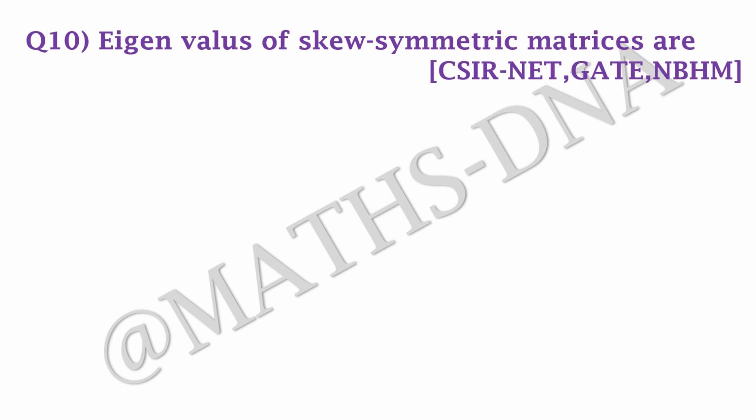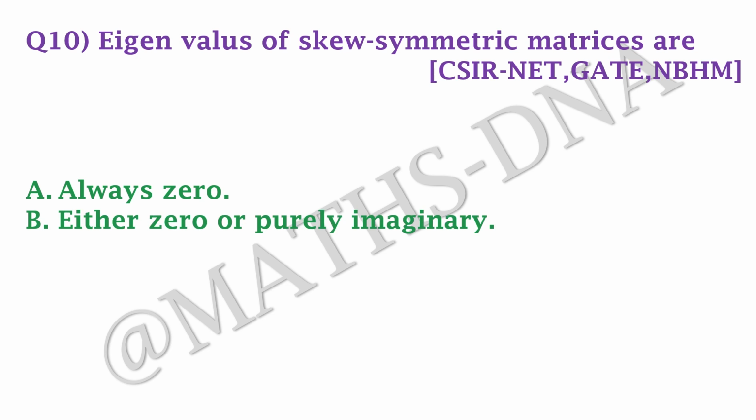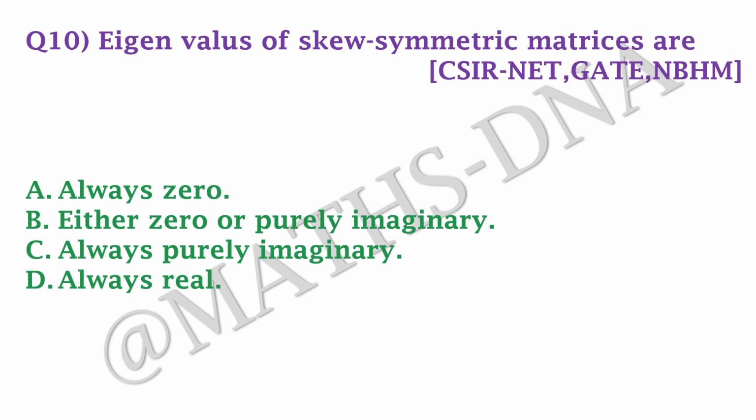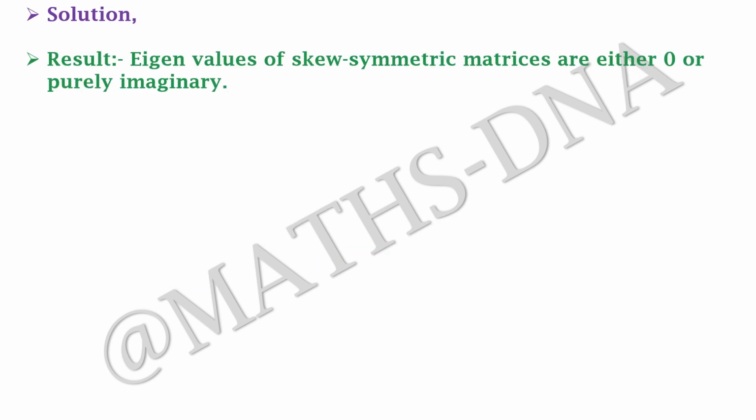Now moving on to our last question, that is: eigenvalues of skew-symmetric matrices are. This question was asked in 3 examinations, CSIR-NET, GATE and NBHM, and the options are: A, always 0; B, either 0 or purely imaginary; C, always purely imaginary; and D, always real. Now you can pause the video over here and try it by yourself once. Now let us solve it. This is nothing but a result, that eigenvalues of skew-symmetric matrices are either 0 or purely imaginary, and therefore the correct answer is option B.